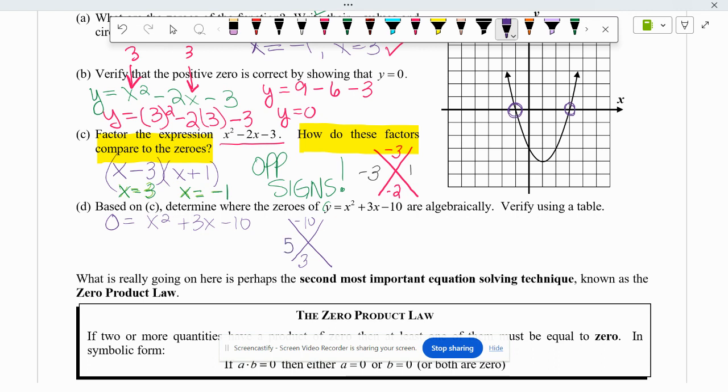5 and what? 5 times what is 10? 2. If I need a negative 10, how about if I take 5 times negative 2? So my factors are x plus 5 and x minus 2, which means that my roots are negative 5 and positive 2.